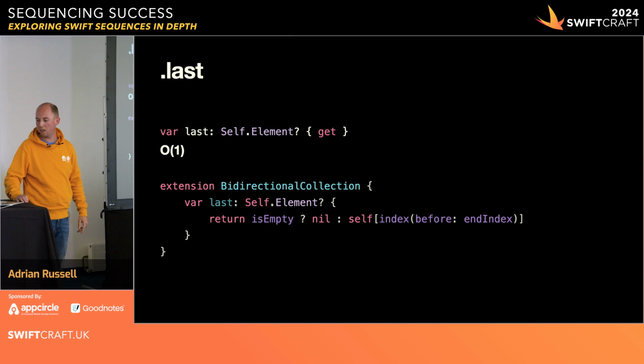A couple of nice advantages of that. We now have a constant time last. If you wanted to get the last index of a collection, you would have to iterate through all of it until you reach the end. Whereas this, you get a constant time because you can just get the index before the end index.